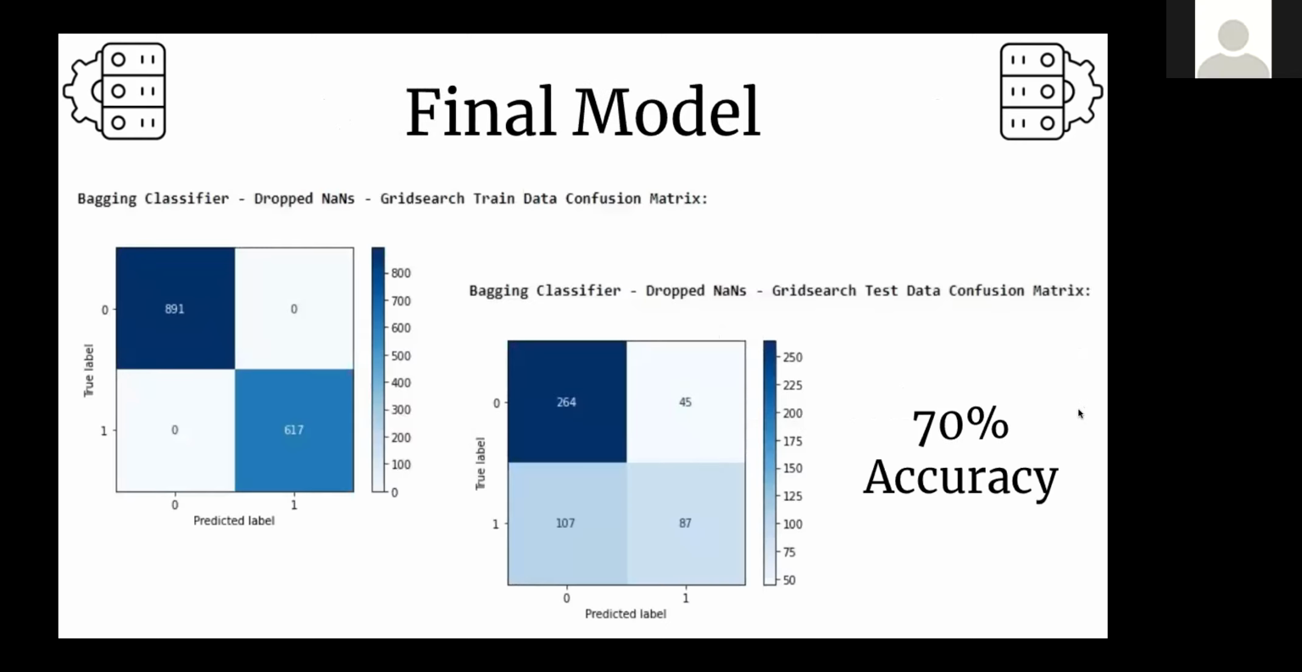Okay. So our best performing model turned out to be grid search of a bagging classifier, and we dropped all of the null values that we talked about earlier that were missing from some key features. So the training data, as you can see there, trained perfectly, which is a sign of overfitting, but it was overall still our best model so far, with 70% accuracy on the test data.